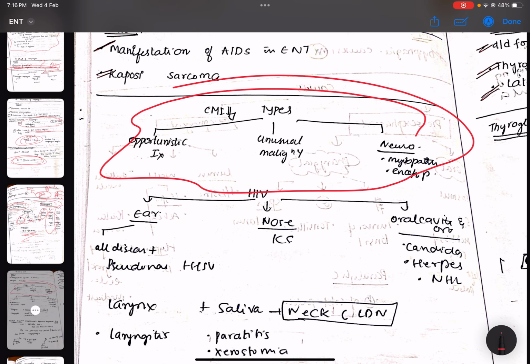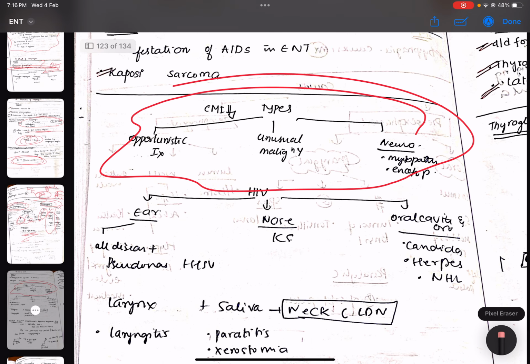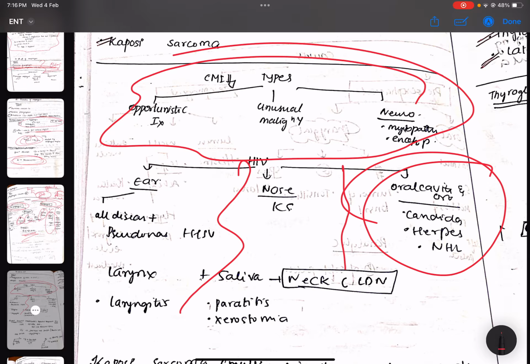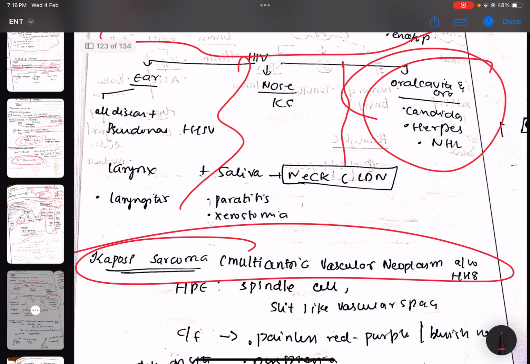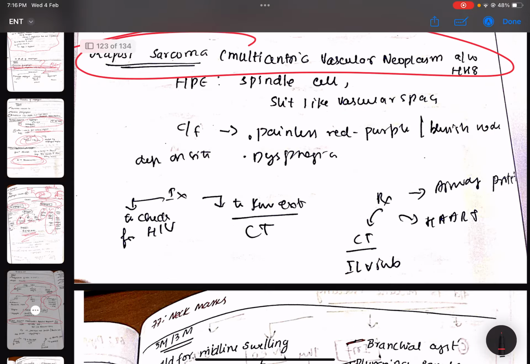Again, HIV association in ENT is a competency based topic, so I have also included that. These are the conditions which you can see in an HIV patient, in the ear, nose and oral cavity. One thing is Kaposi sarcoma. You have studied it in medicine and surgery also, and it's there in ENT. That shows how important it is, so make sure you study it.